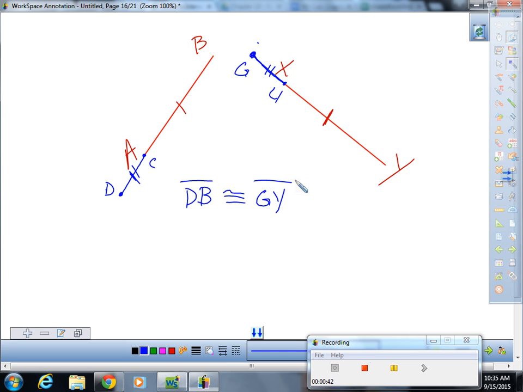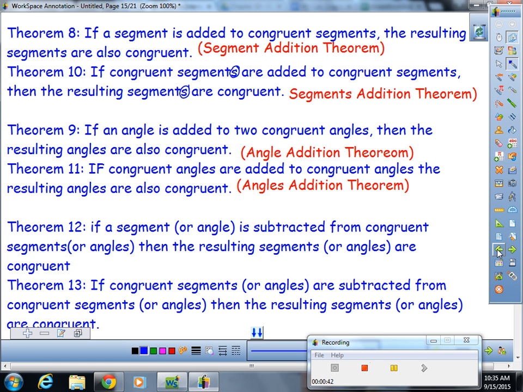Got it? So now I will go back to this and just show you that we also have angle addition, angles addition. Then we have this one, which would be either segment subtraction or angle subtraction, and this one would be either segments subtraction or angles subtraction. Why are there 6? I don't know. There should be 8 or 4, but there's 6 because the book's lazy. I just copied these right out of the book. So again, pause your video here and write these down.